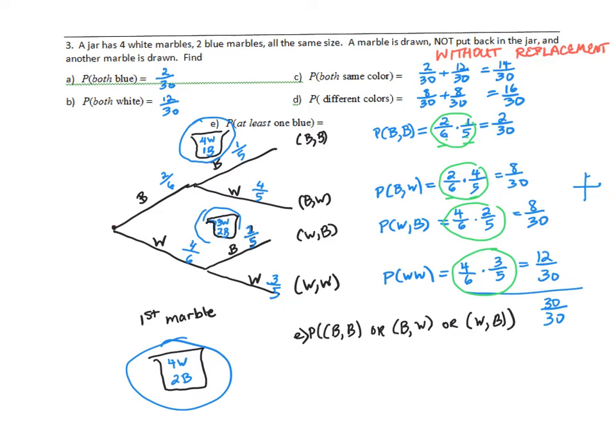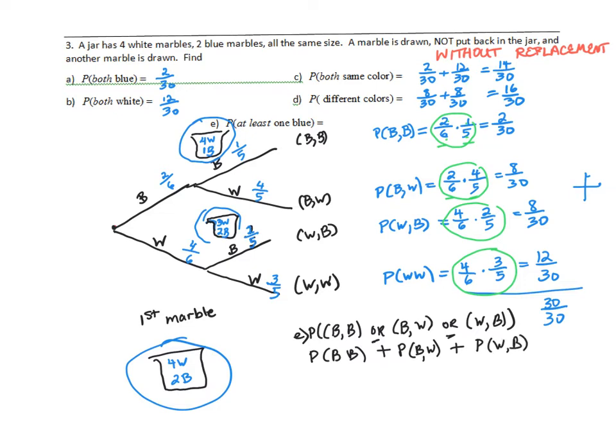Or one of these outcomes would be okay. If I said to you, you'll win if you get at least one blue, then these are the outcomes you'd be looking for: either BB, BW, or WB. But with OR, we add these. So we get the probability of both blue plus the probability of a blue and a white, plus the probability of a white and then a blue.